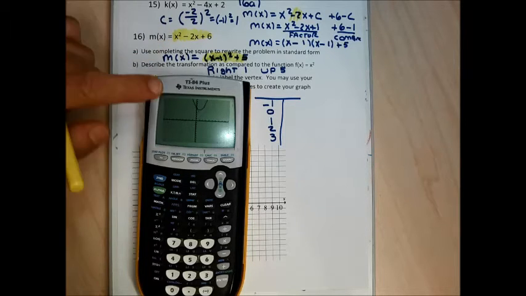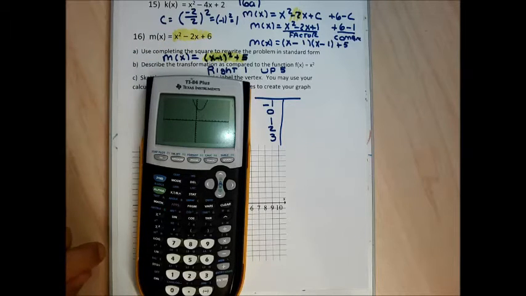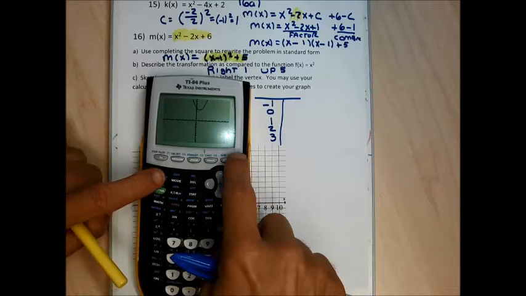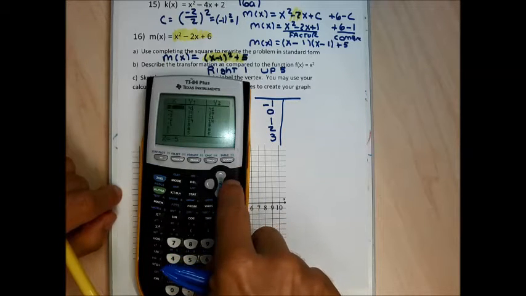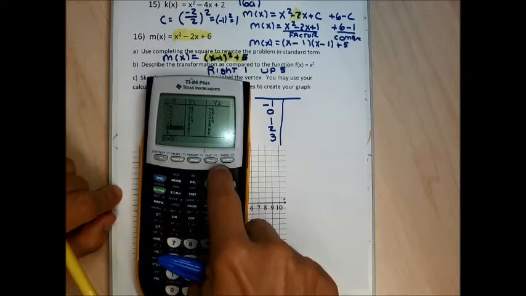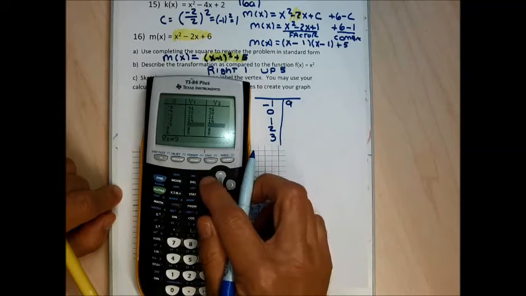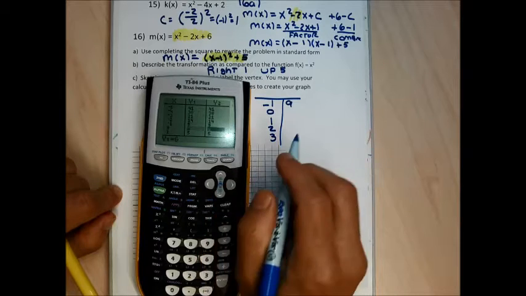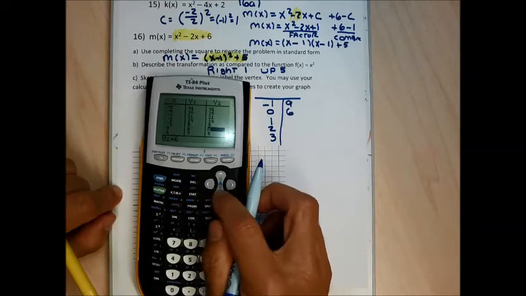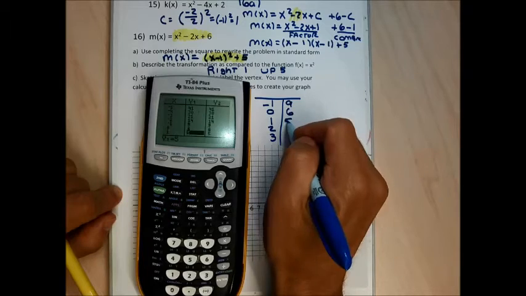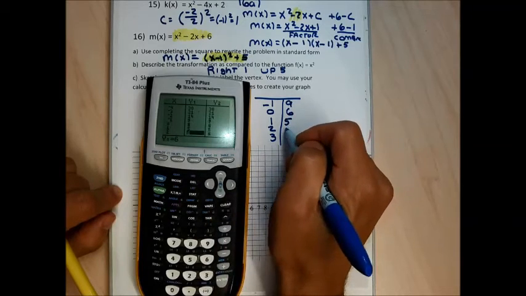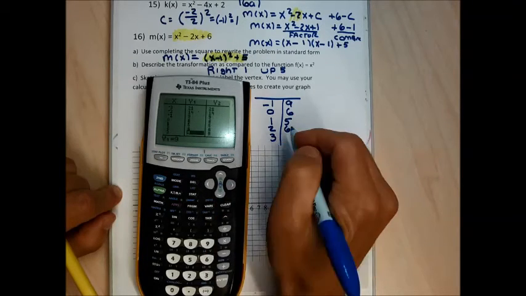If I had made a mistake, I'd see two distinct graphs. Since I didn't make a mistake, I only see one graph. Now I'm going to go to the second table, and next to -1, I need the number 9. Both graphs have 9 next to -1. Both graphs have 6 next to 0. Both graphs have 5 next to 1, 6 next to 2, and 9 next to 3.